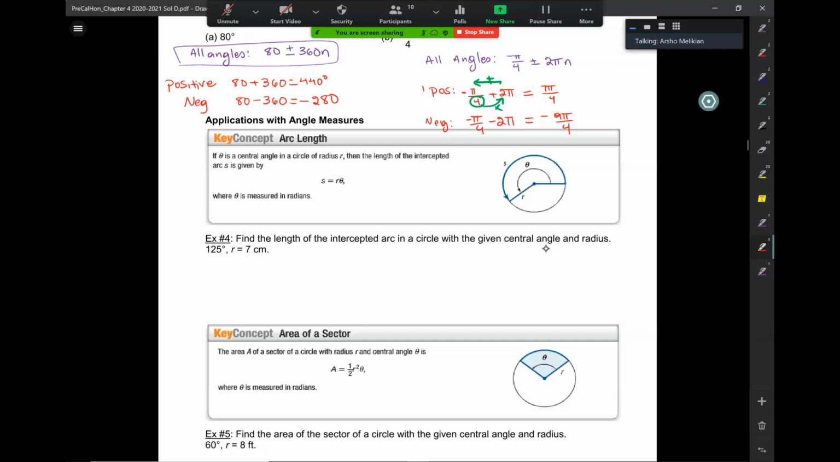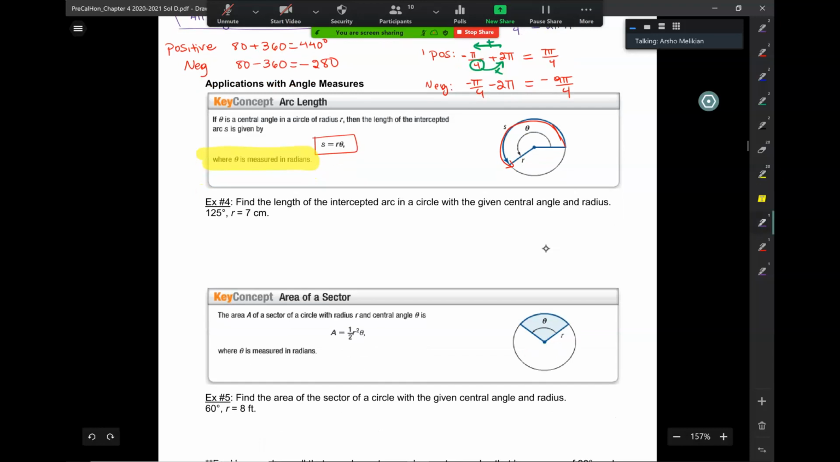All right, so arc length is a partial distance around the circumference of a circle, right? A partial distance around the perimeter of the circle. The formula, the way in which we find it, is S equals R theta. But now this comes from the definition of radian. That means theta has to be measured in radians. That's the biggie. These are usually what I call plug and chug, right? Pre-calc honors kids usually do very well with this. The only thing people forget is to convert to radians.